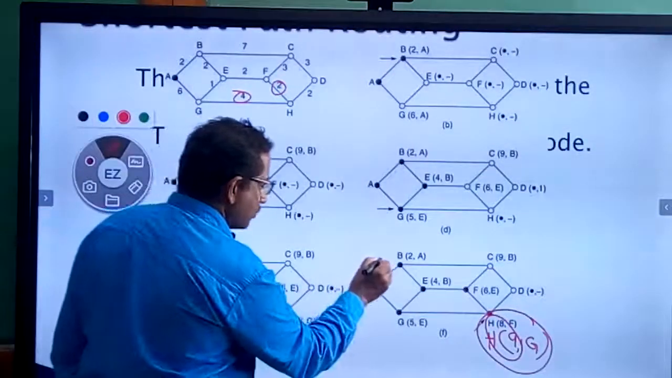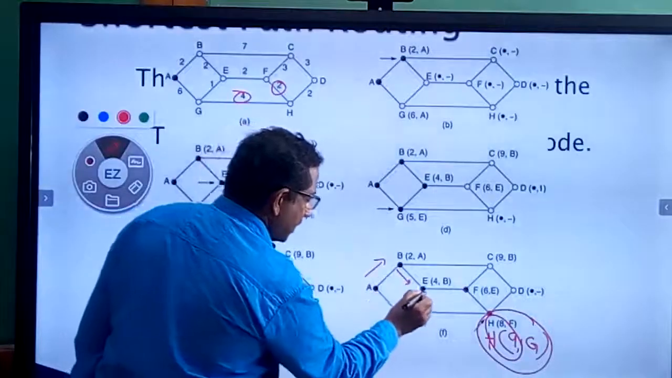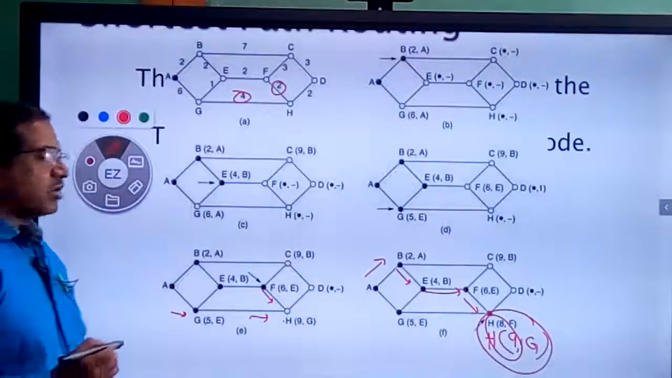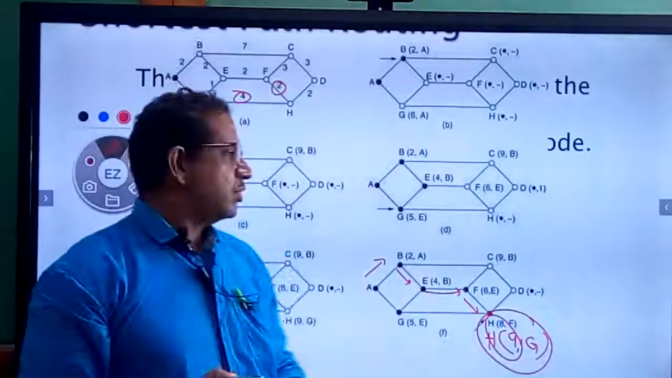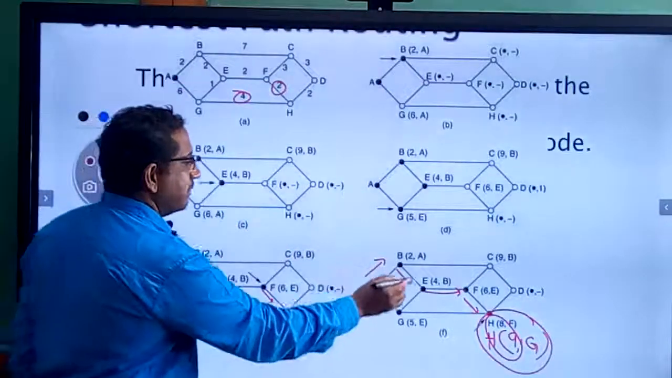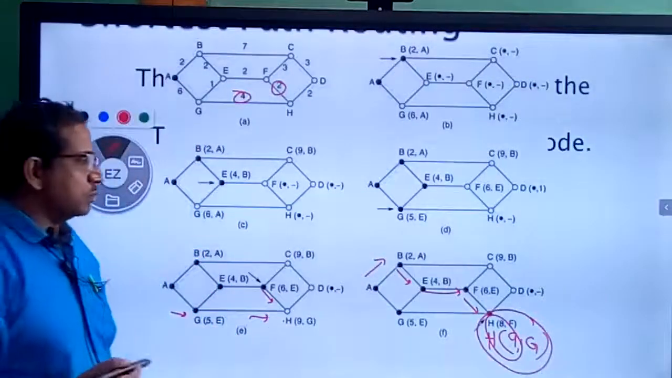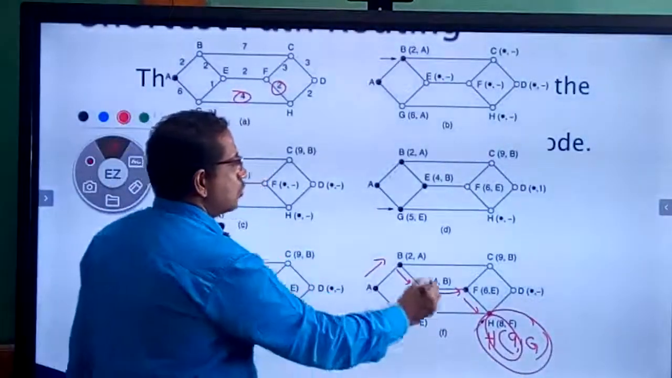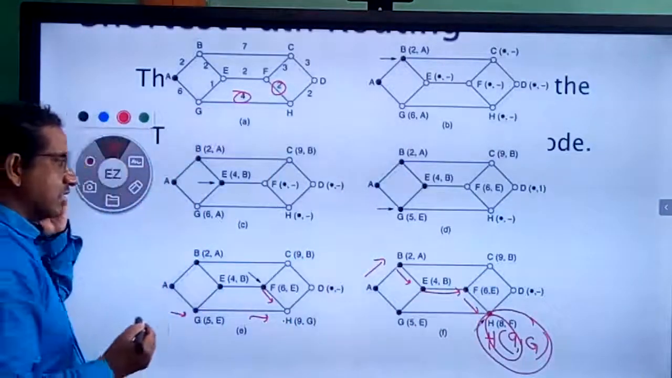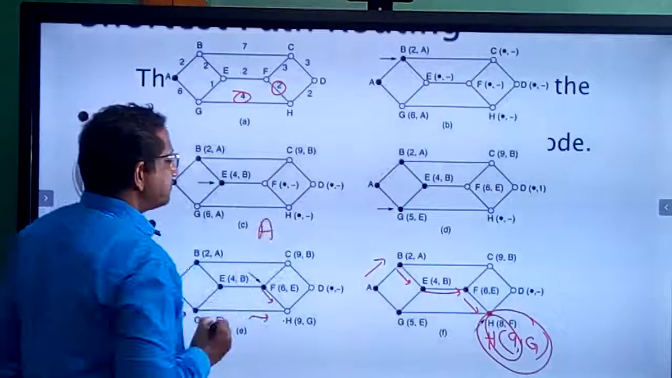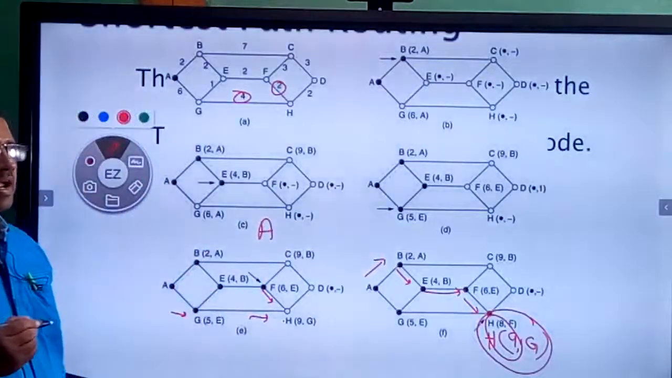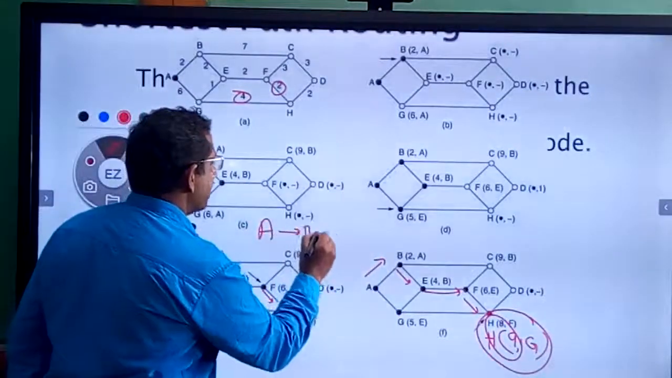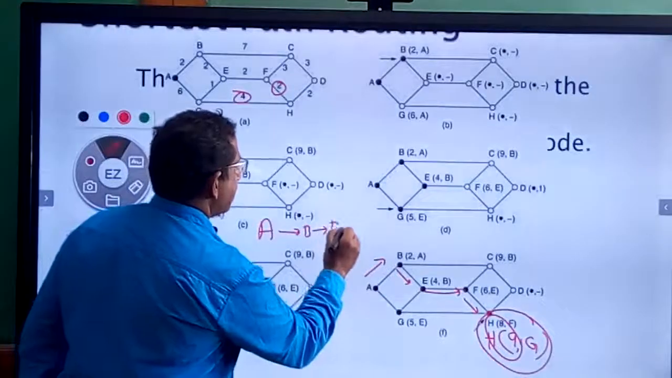Therefore, what is the final route that we are going to consider here? It is going to be from A to B, B to E, E to F, and F to H. This is the route that has been configured by the routers. That means router A has configured the route for a packet, which is going to be the shortest path for a packet to travel from A to H.